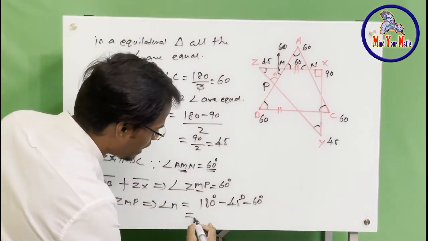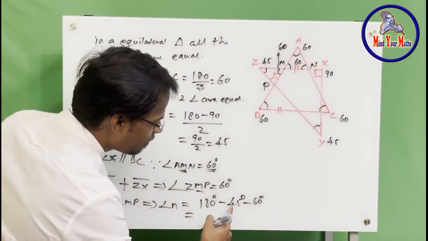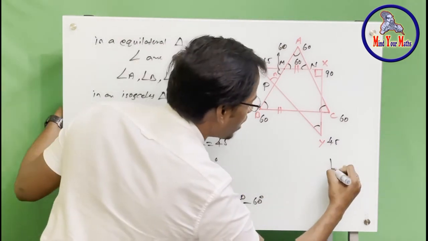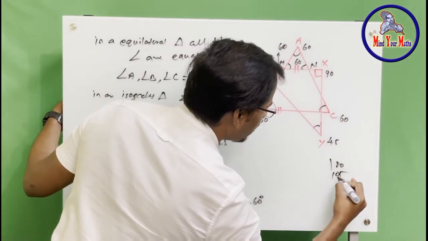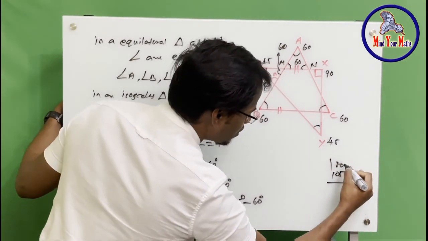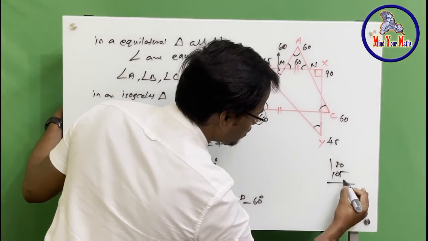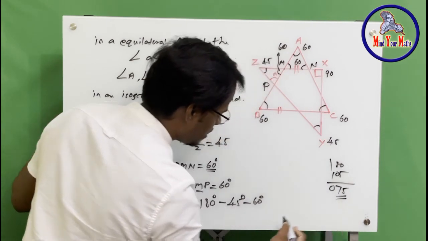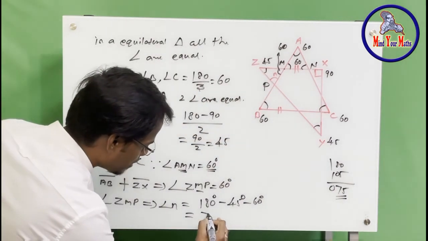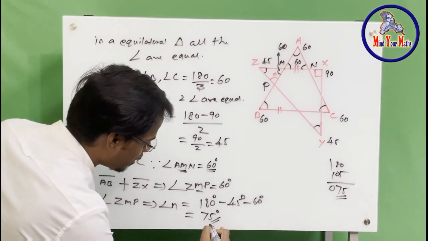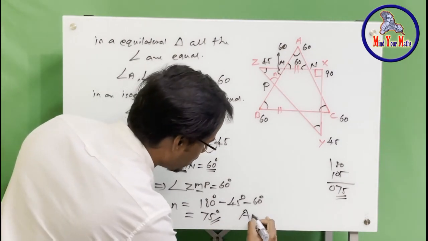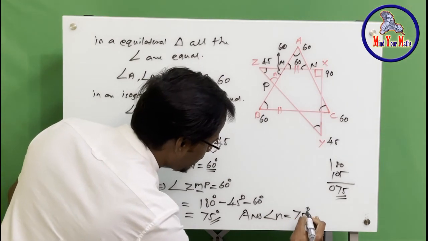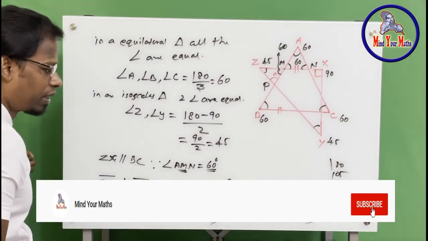So now how much will it be? See, 45 plus 60 is 105, right? Let's do it that way: 180 minus 105. If you subtract, 10 minus 5 is 5, here 7, and then 0, right? 75, which is equal to 75 degrees. So the answer: angle N is equal to 75 degrees, right?